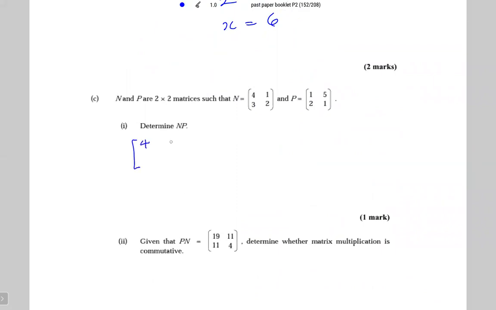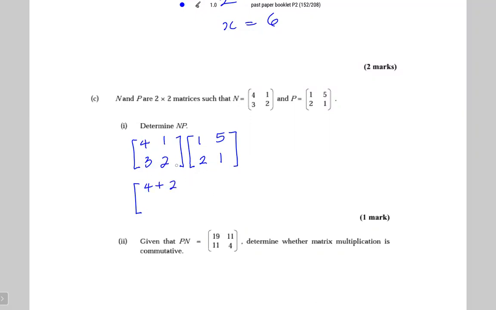This is 4, 1, 3, 2. This is N. Multiplied by P, which is 1, 5, 2, 1. Multiply row by column. First element in row, first element in column, second element in row, second element in column. So top row, left column, 4 times 1 is 4, 1 times 2 is 2.